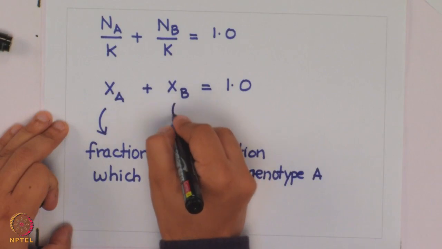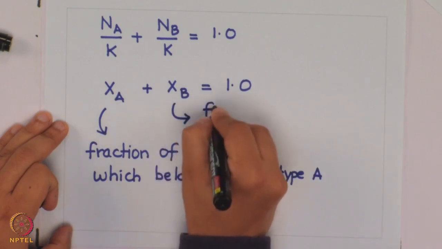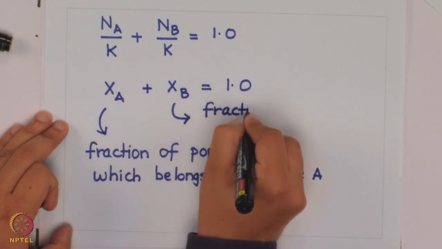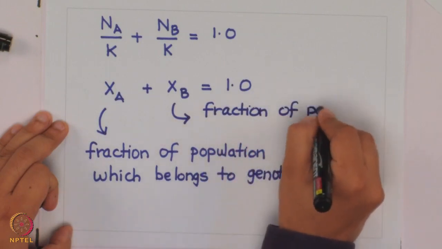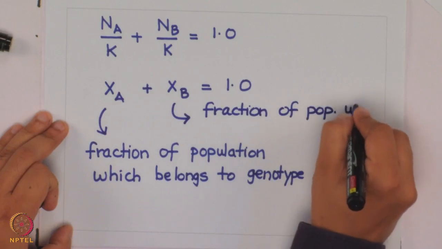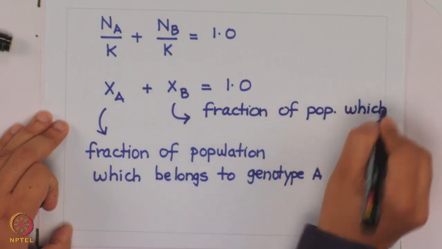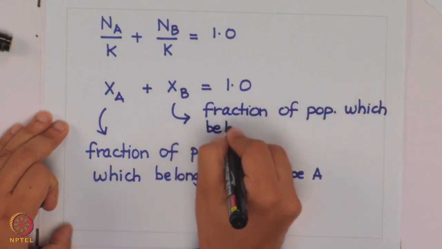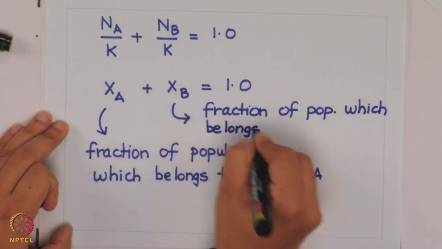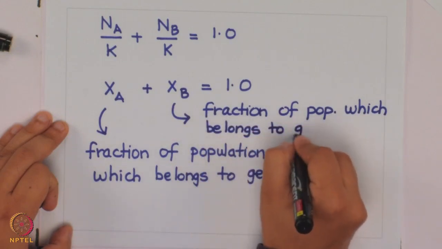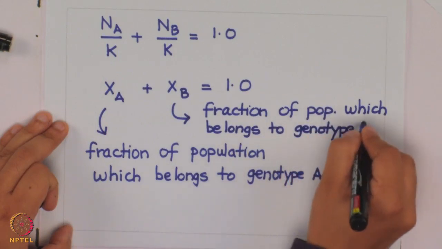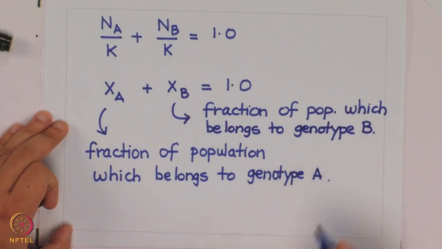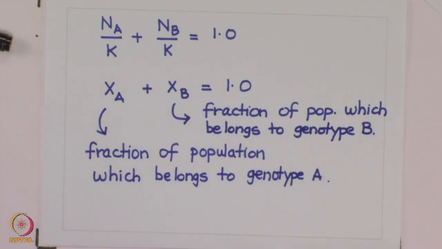Similarly, Xb represents the fraction of the population which belongs to genotype B. This is a very simple but a very important statement.